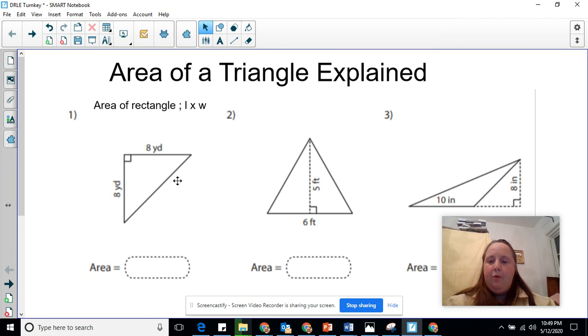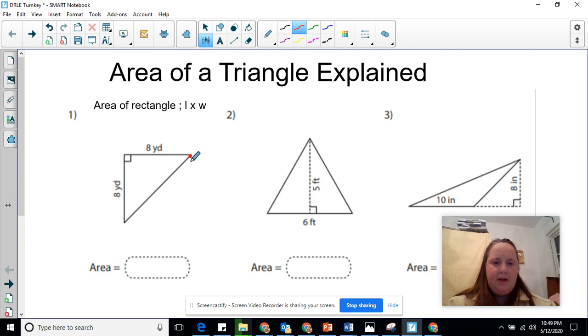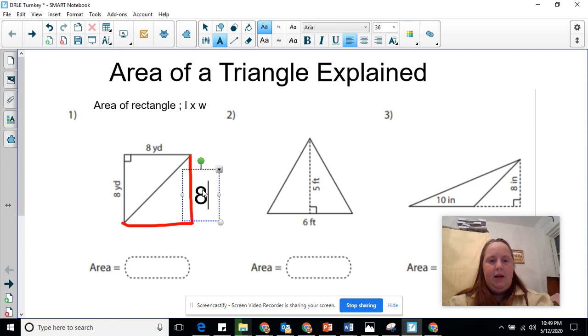So right now we have a triangle that's 8 yards and 8 yards, and we don't know how far this one is. However, if you put two of these same triangles together, so I'm going to draw this line, and we know that's going to be the same as this one, right? So this is going to be 8. And then if I connect this one, if I draw it perfectly, this one would also be 8. So I'm going to label those quickly. This would be 8 yards. And the bottom would also be 8 yards.